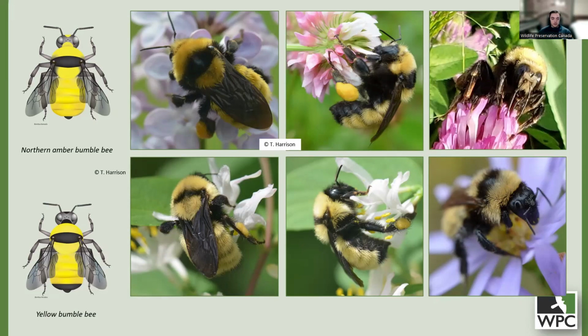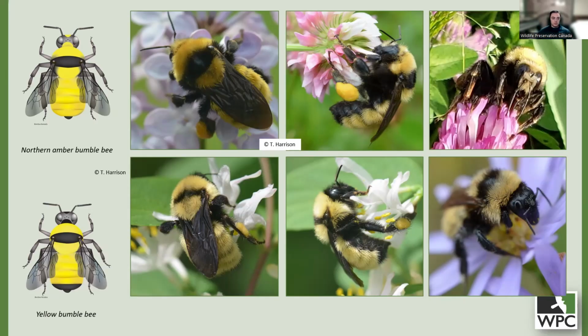The opposite is true for the yellow bumblebee. So black hairs on the face, black hairs on the top of the head, but yellow hairs under the wings. So again, although these species have overlapping ranges and can be found in the same locations, they can look pretty similar, but these two traits reversed are how we would differentiate them.